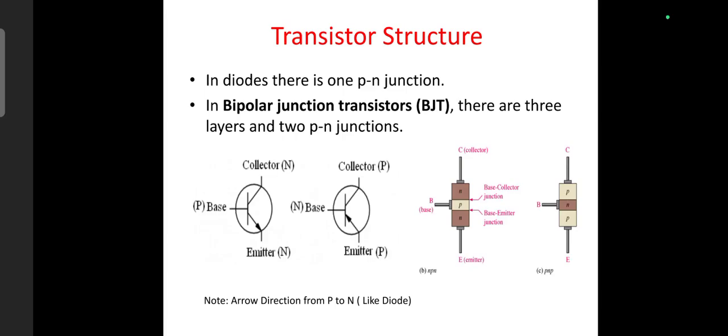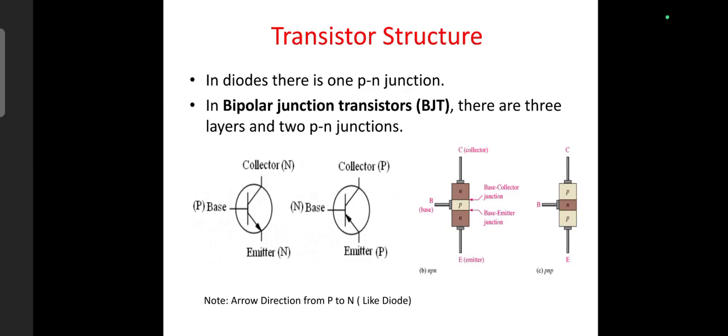Let us now understand the structure of a bipolar junction transistor. A BJT consists of three semiconductor layers which form two PN junctions. The three terminals are emitter, base, collector. The emitter is heavily doped so that it can supply a large number of charge carriers. The base is very thin and lightly doped. This allows most of the charge carriers to pass through it with very little recombination. The collector is moderately doped and is designed to collect the charge carriers coming from the emitter.